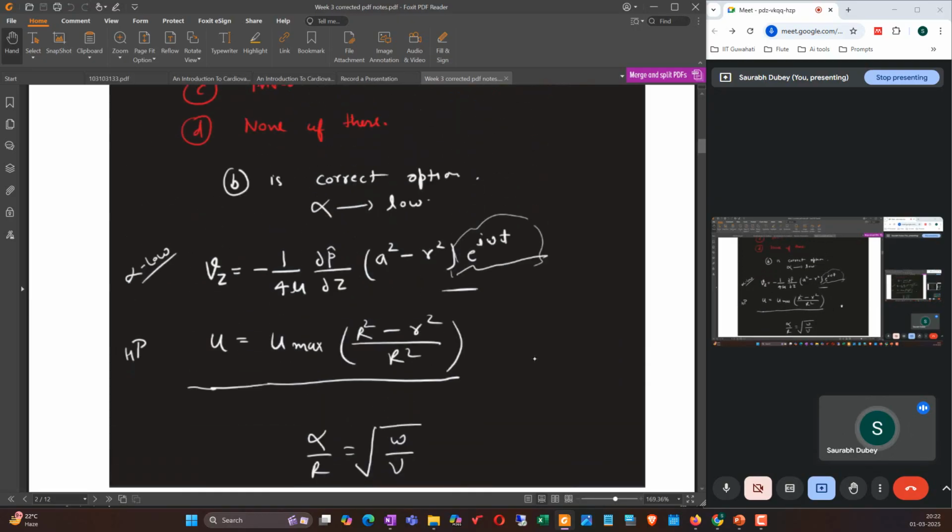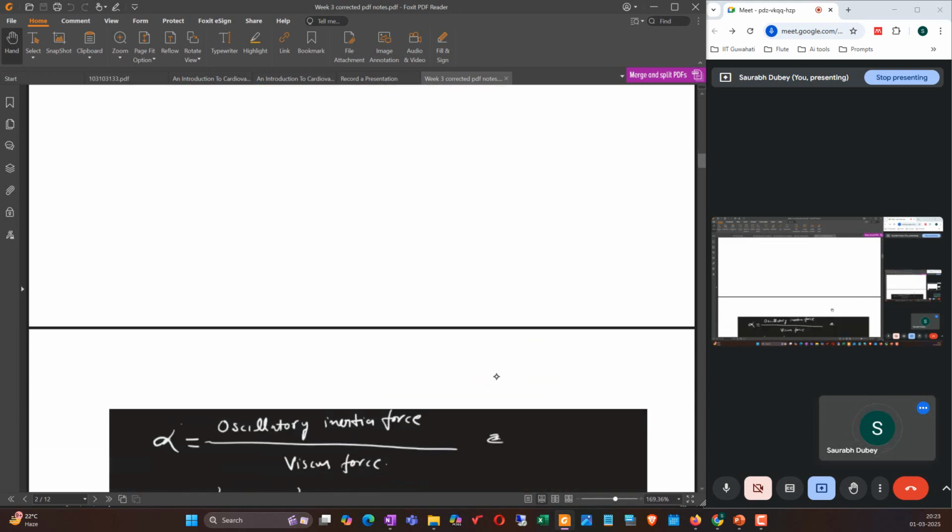These were the profiles which came into the picture, and here you had this flow reversal. Sometimes the flow is moving forward, sometimes moving backward, with a 180 degree phase difference. So that is the thing, and now we just put it here.